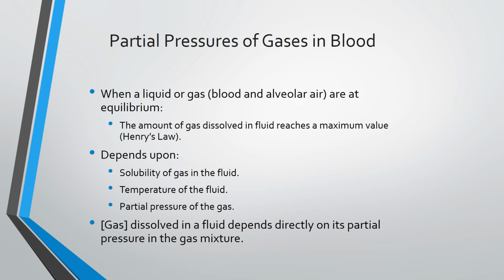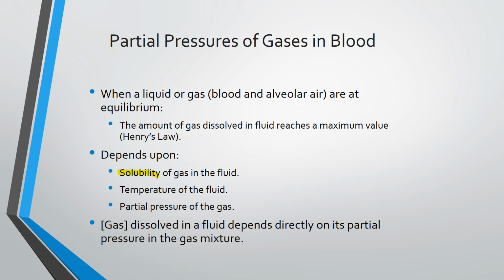All right, for our partial pressures, we have a state of equilibrium where we're going to hit a maximum value. And this is Henry's law. Our maximum value is going to be 760 millimeters of mercury. Now, we can have three different variables that will affect this state of homeostasis, of equilibrium. The first thing is going to be the solubility of the gas in the fluid, and this is held constant.